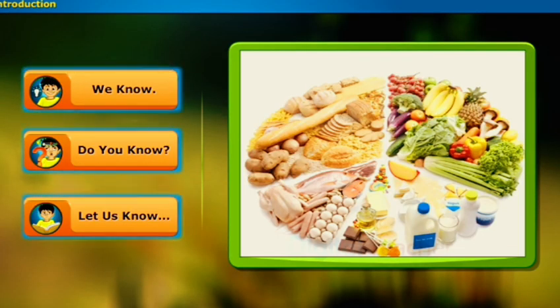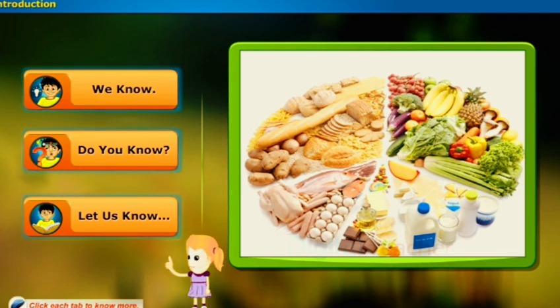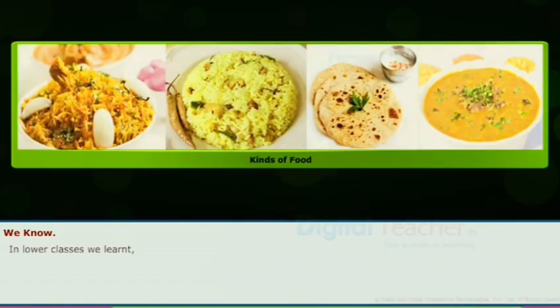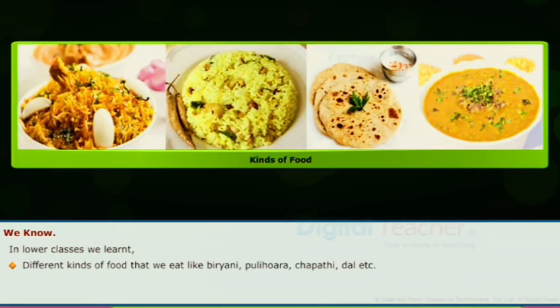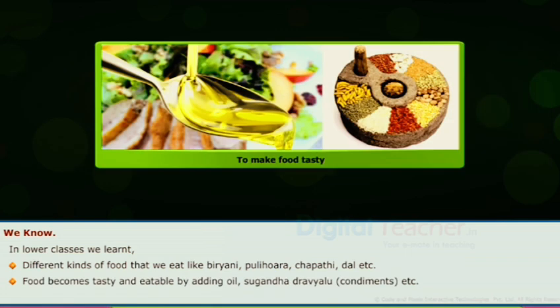Introduction. Before entering into the chapter, follow the instructions shown on the screen. Click each tab to know more. In lower classes, we learned different kinds of food that we eat like biryani, pulihora, chapati, dal, etc. Food becomes tasty and eatable by adding oil, sugandha dravyalu or condiments, etc.